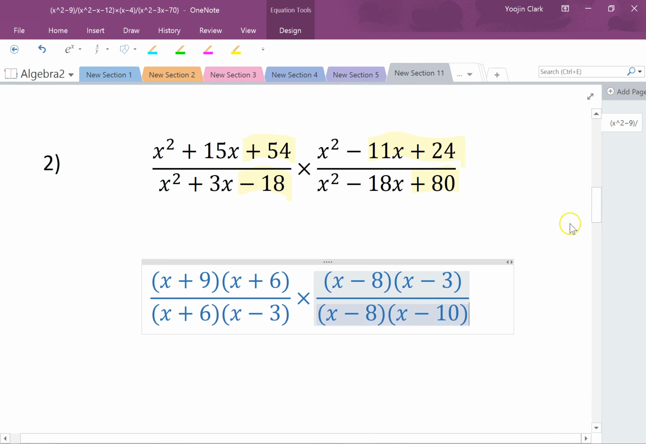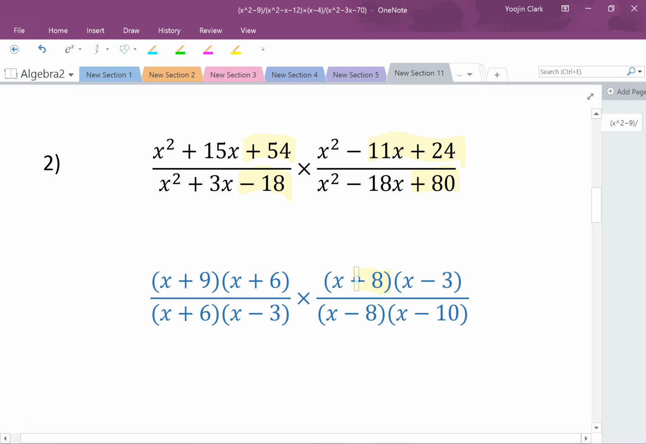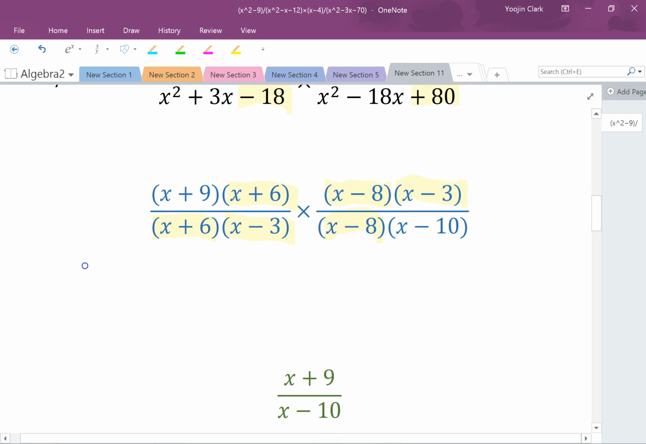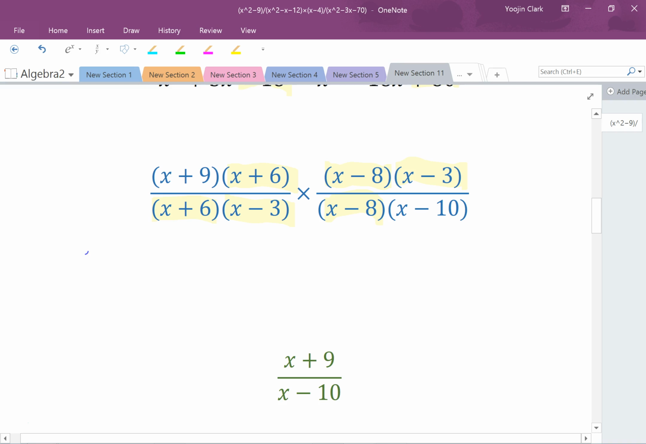So let's see here. Well, I'm ready to cancel. See if we can get that answer that I showed you. So we can cancel those out, and I got my x plus 6s are gone. And then the x minus 3s are gone. I gave it away already. It's x plus 9 over x minus 10.